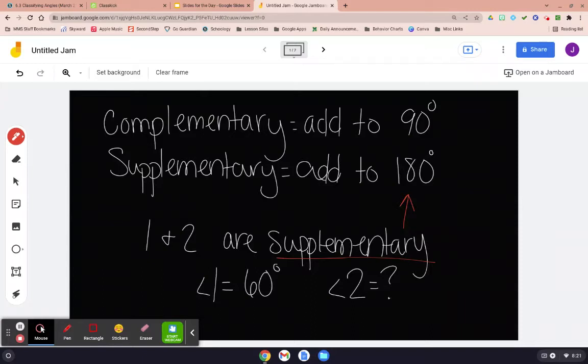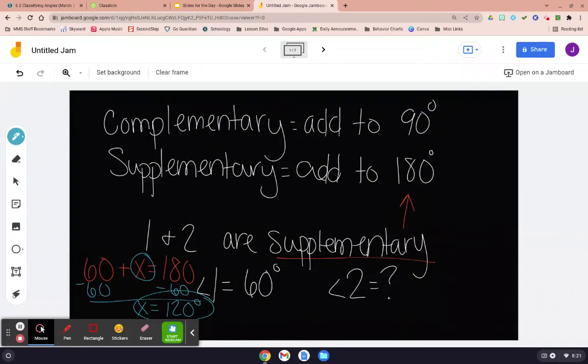Okay, so basically, we know one of the angles is 60, plus the other angle we don't know, so I'm going to use x. Since they're supplementary, they are equal to 180 degrees. So to get x by itself, I would subtract 60 on each side. So x would be equal to 120 degrees.